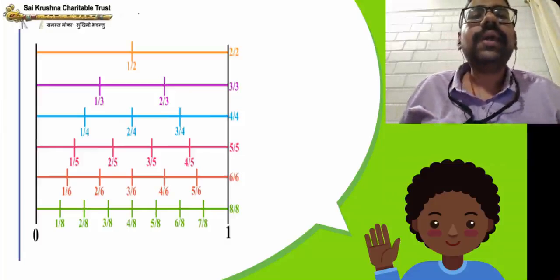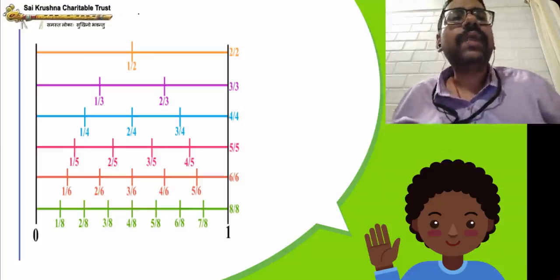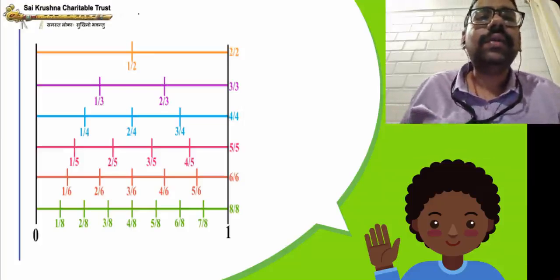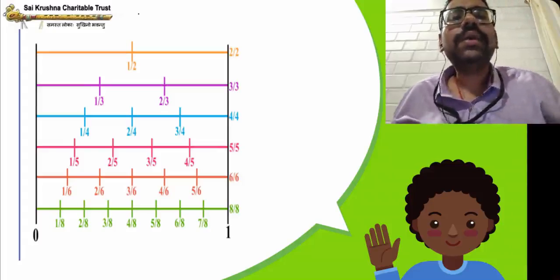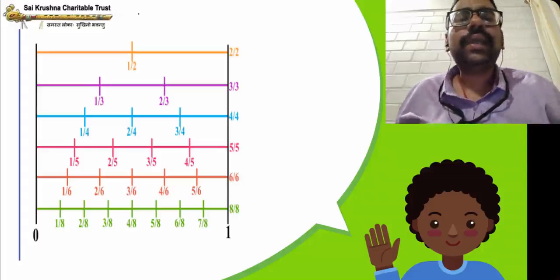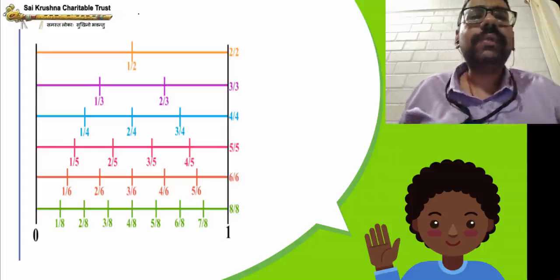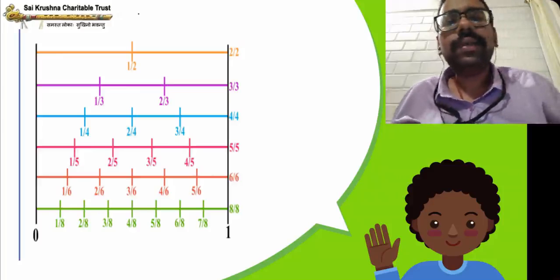Next, we'll plot 7 by 8. So we'll start with 0 by 8. Why 8 here? Because I told you, look at the denominator of the fraction you have to plot, and use it under the 0. 0 divided by 8. You are plotting 7 by 8, no? So we'll start with 0 by 8. 0 by 8 is also 0. Don't get confused. 0 divided by any number is 0.